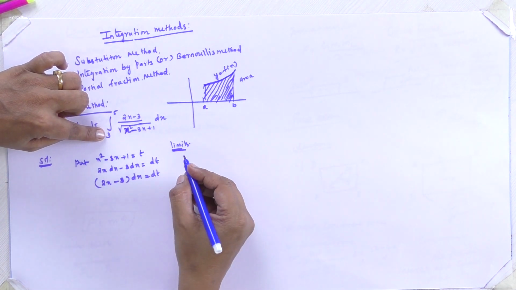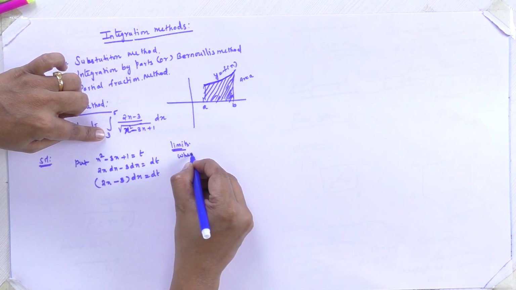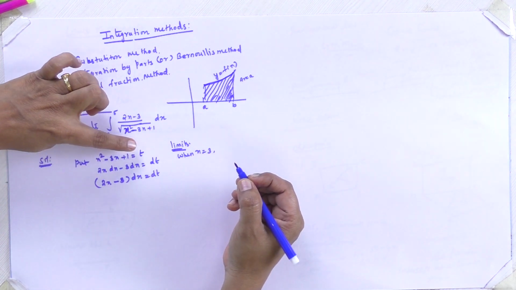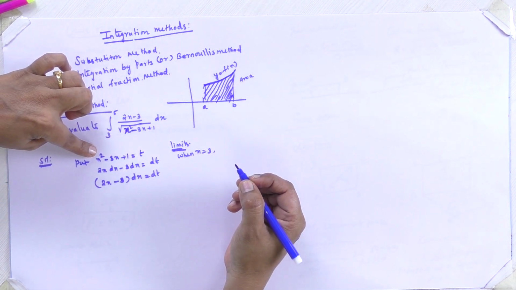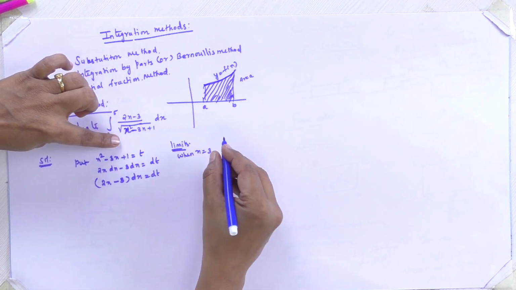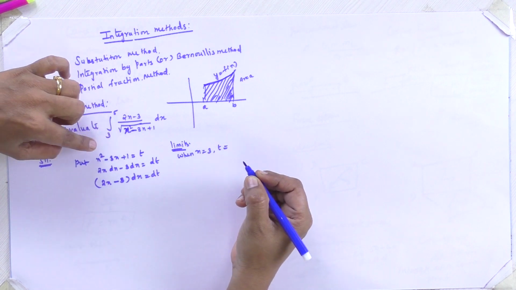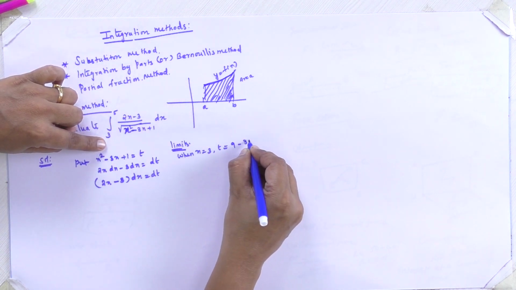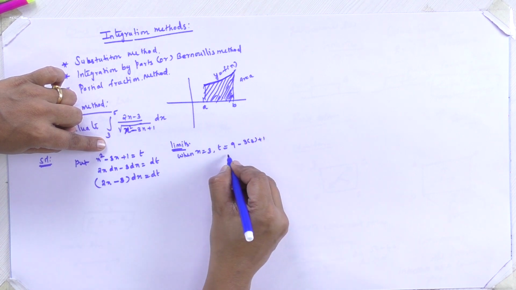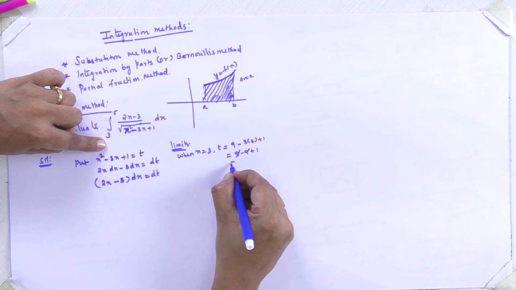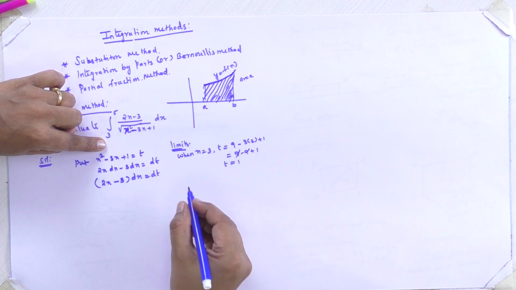For the lower limit we have 3. When x is equal to 3, we have to check for t. Substitute in this equation, t equal to x square minus 3x plus 1. Therefore, t equal to, substituting x is equal to 3, it becomes 9 minus 3 into 3 plus 1. So this is equal to 9 minus 9 plus 1. Minus 9 plus 9 cancels. We get t equal to 1.